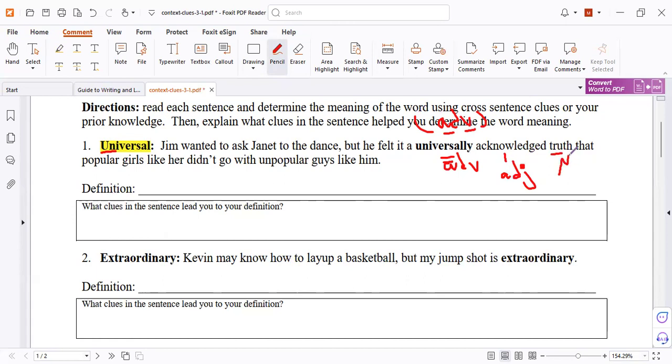So how is acknowledged truth being described? How? That is the point. Now you need to guess any meaning for the word universal. Let's do it together. Let's read. Jim wanted to ask Janet to the dance but felt it a universally acknowledged truth that popular girls like her didn't go with unpopular guys like him.